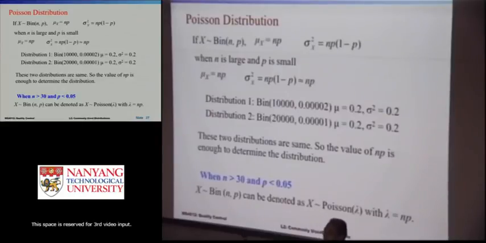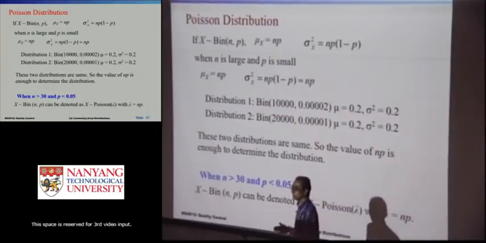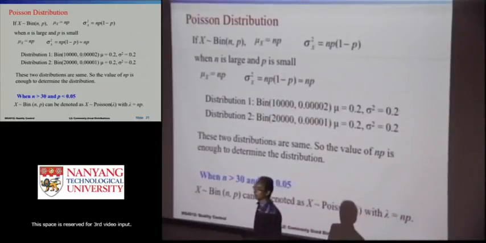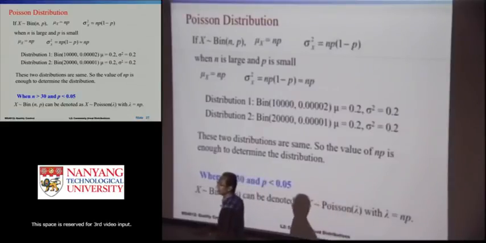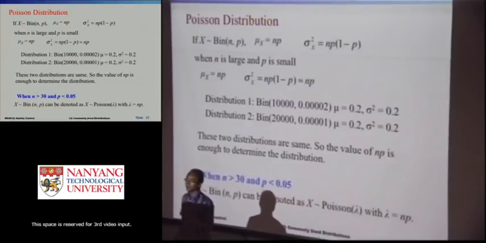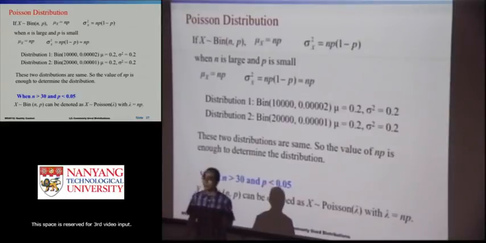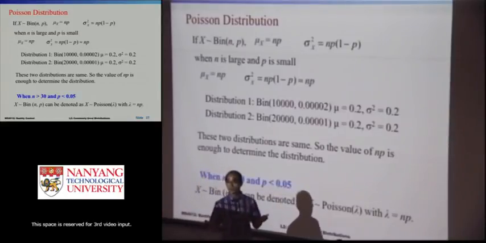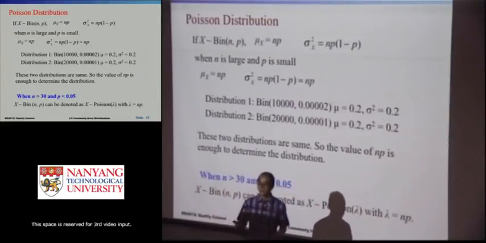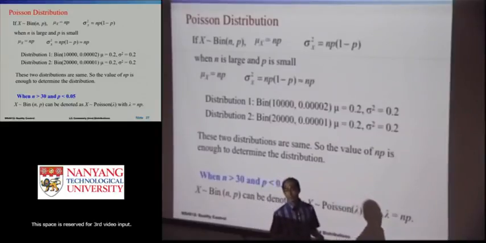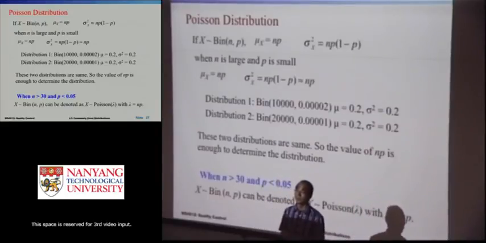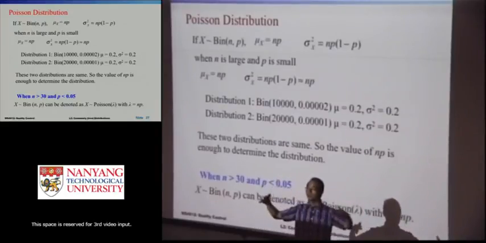Unless the distribution is given, they say the random variable satisfies the Poisson distribution. Otherwise, you need to make a judgment whether this satisfies the binomial distribution first. If it satisfies the binomial distribution, then you need to think about, do I need to approximate the binomial distribution to the normal distribution, or do I need to approximate the binomial distribution to the Poisson distribution? These are the two different paths.